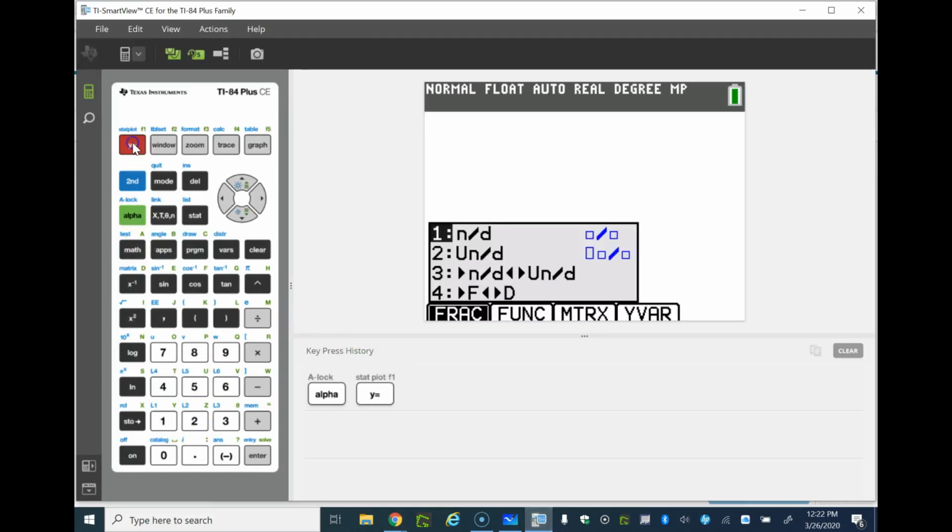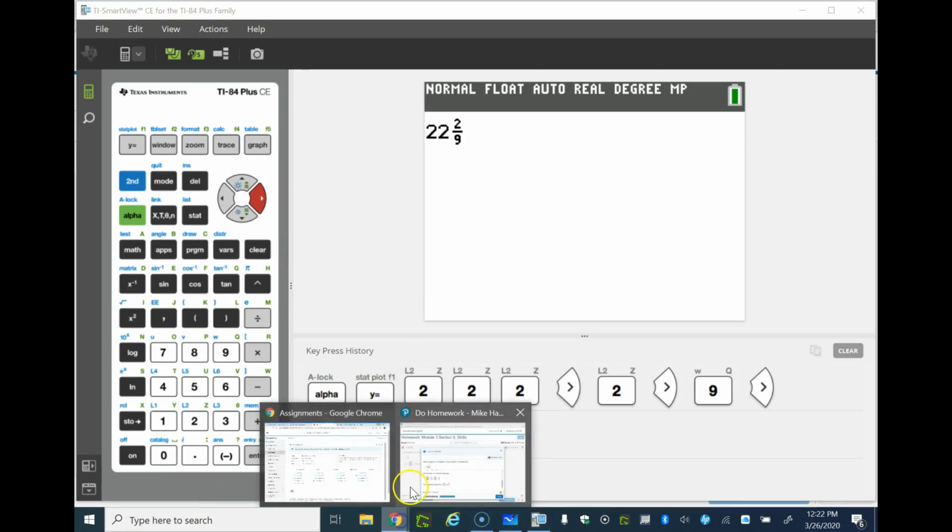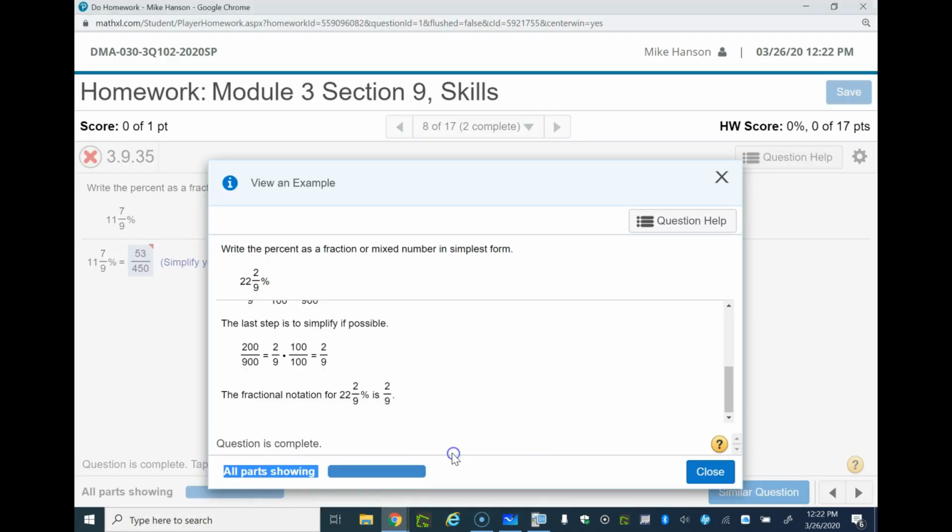So second, alpha, the y equals, and then number 2. And we're going to put 22 and 2/9. So that's our percentage. And then remember, since we are changing it to a decimal, and it's a percentage, we always have to divide by 100. And the answer we're looking for is 2/9.